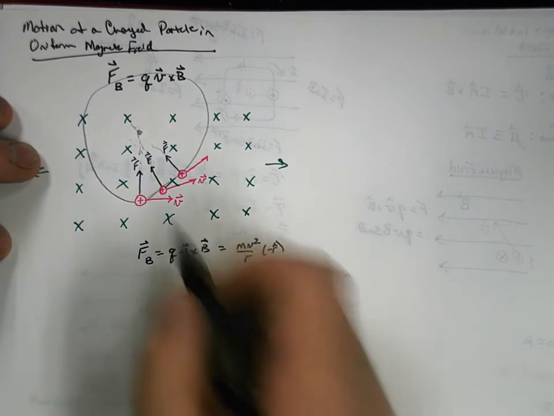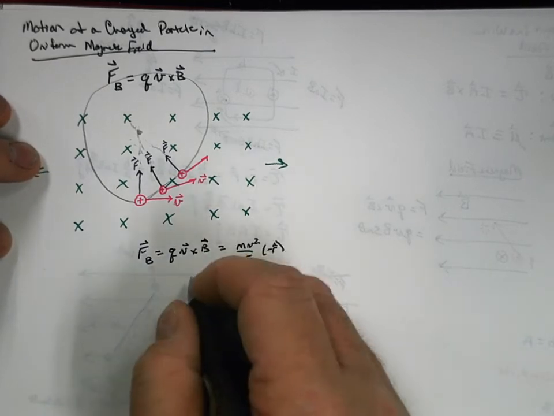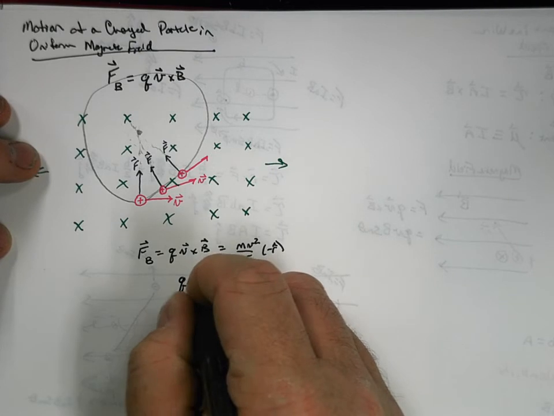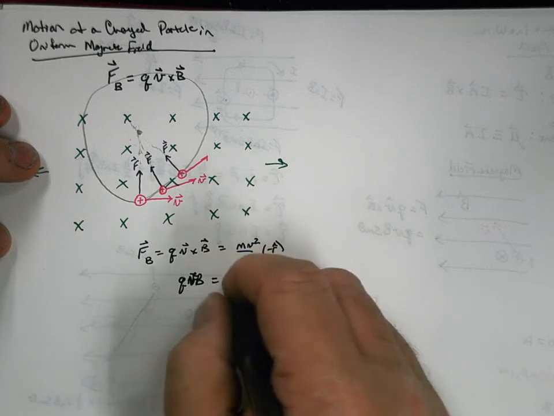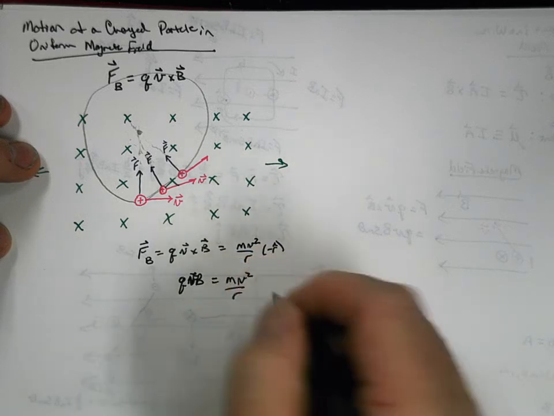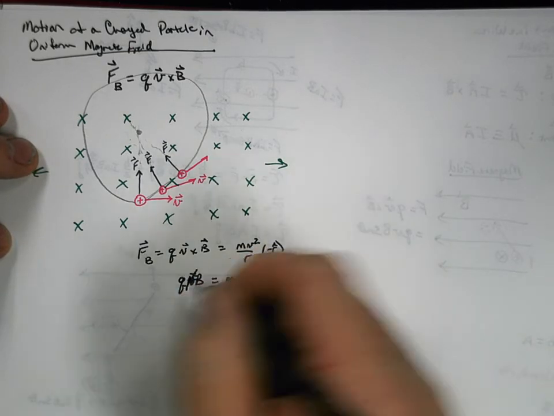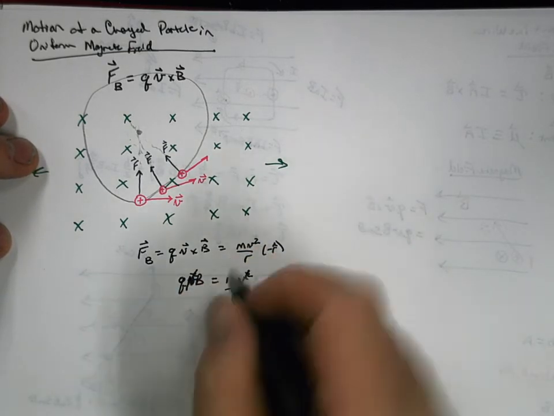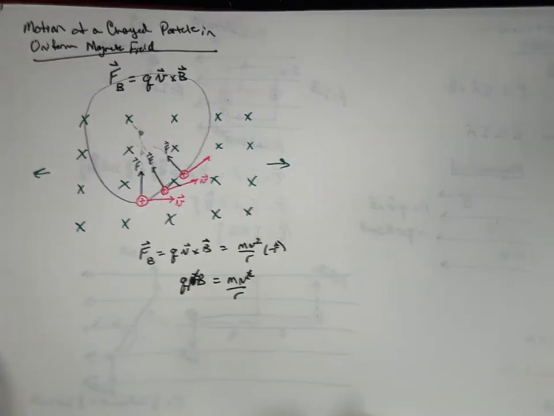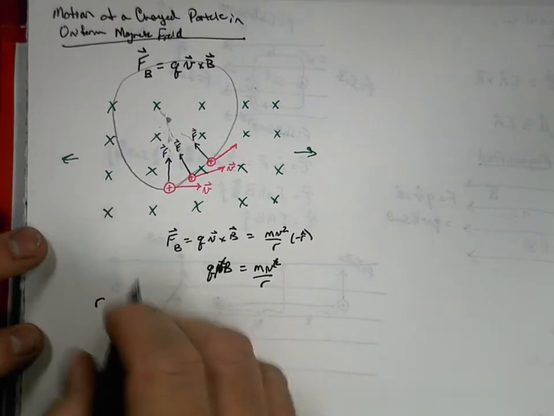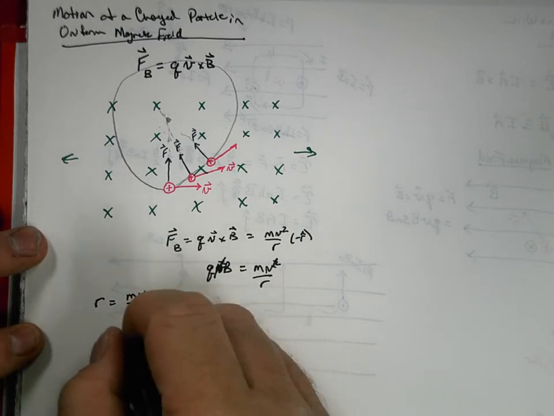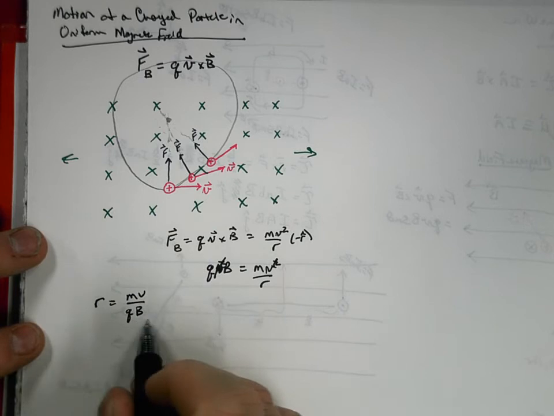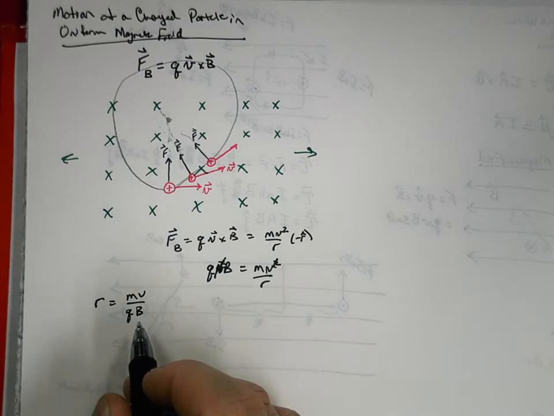All right, since we can tell that it's always in that direction, we'll drop our vectors here, and we're going to get q v B equals mv squared over r. Okay, our v can cancel with one of those v's, and so we have a number of things that we can find with this. We can find the radius of curvature, where the radius is going to equal mv over our charge times the field, and this is going to be important here in a little bit.